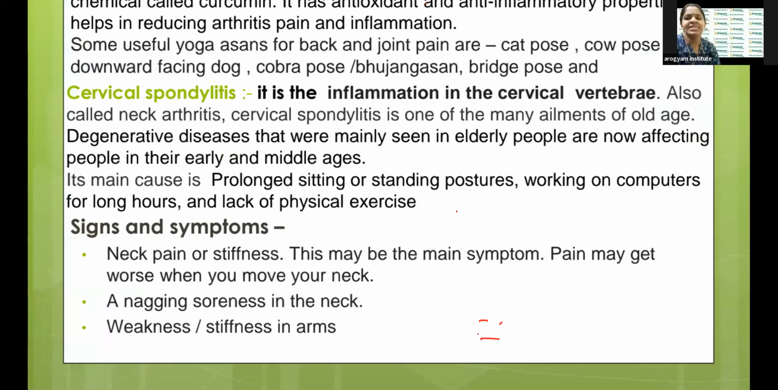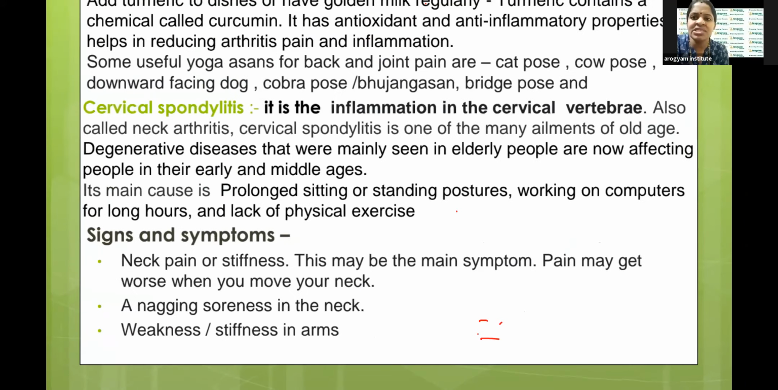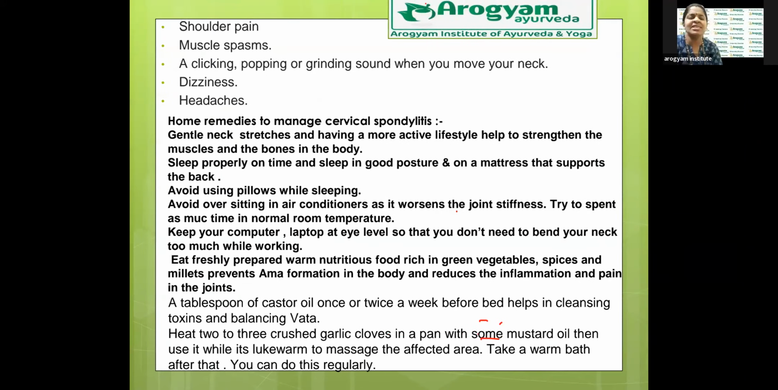Neck pain or stiffness, this may be the main symptom. Pain may get worse when you move your neck. A nagging soreness in the neck, weakness or stiffness in the arms. So these can be major signs and symptoms.